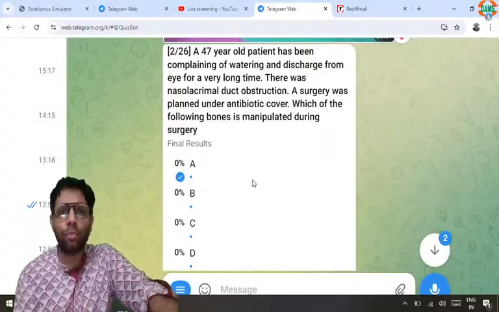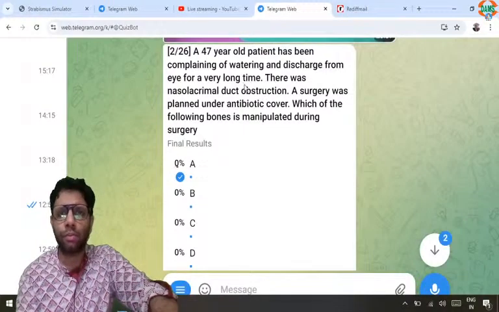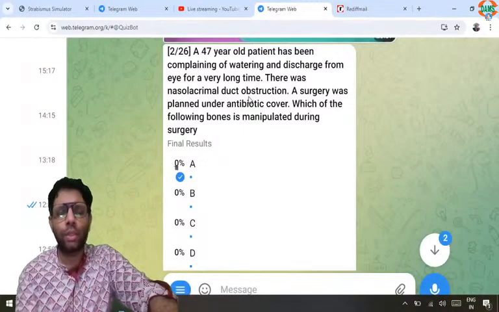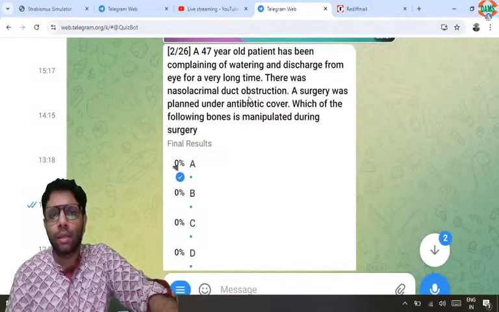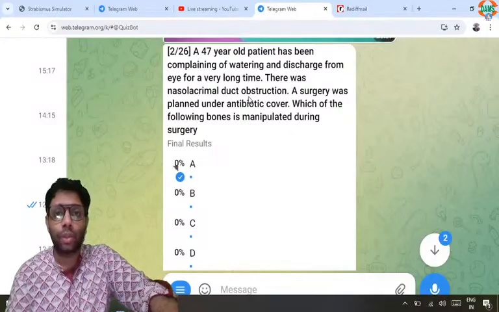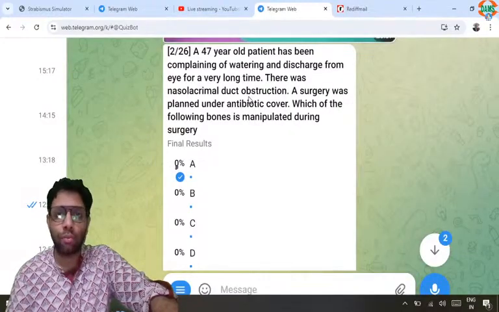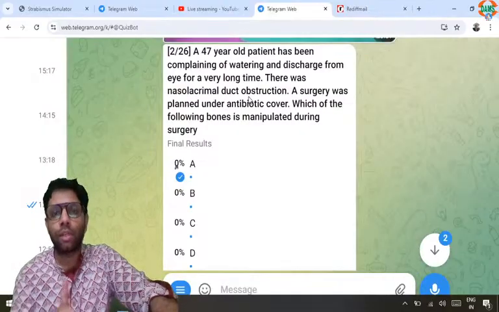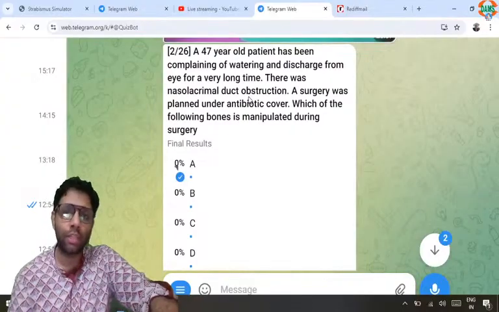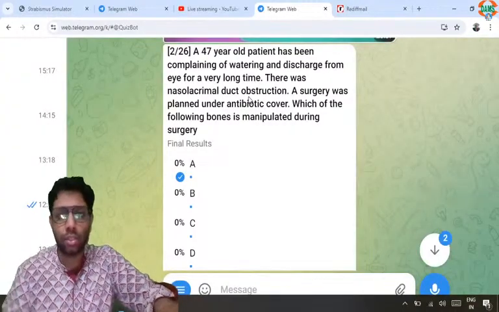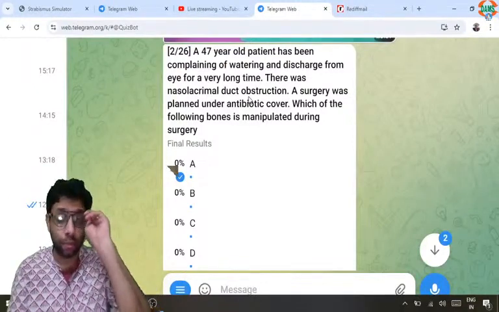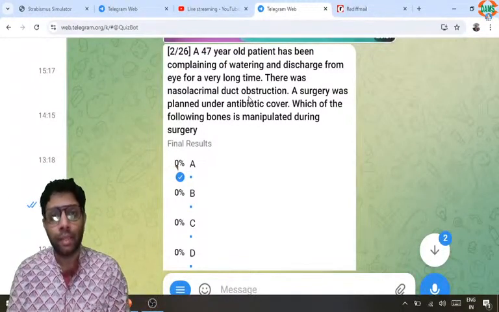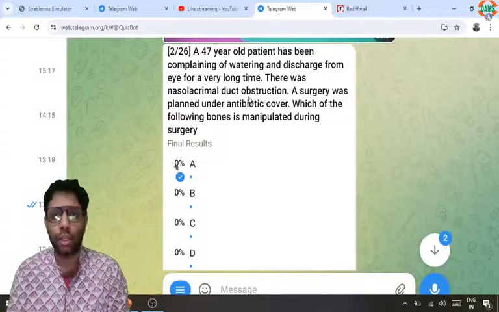The 47-year-old patient has been complaining of watering discharge from the eye for a very long time, and it is told that it's an NLD obstruction. A very long time NLD obstruction means chronic NLD obstruction; chronic dacryocystitis it can cause. That's why watering, epiphora. Epiphora word is always used when there is increased watering due to obstruction. And there is a discharge. If you press onto the lacrimal sac area, discharge comes. That is a regurgitation over pressing of the lacrimal sac area. That is seen in chronic dacryocystitis, chronic NLD obstruction.